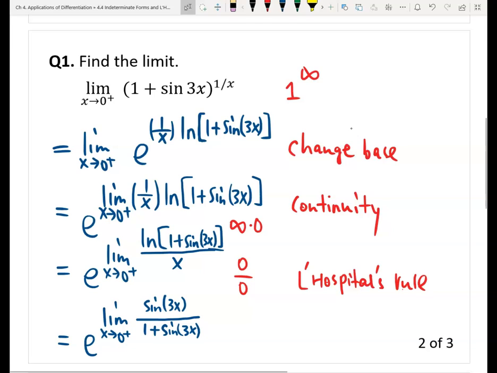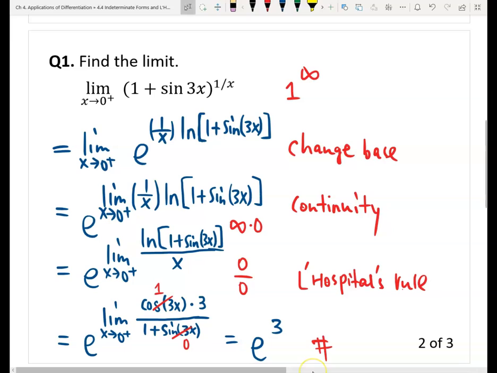The derivative of sine is cosine, right? So this is a cosine. And don't forget 3x is another inner function. We need to multiply by this 3 again. And then we finally take the limit. Now what do we get? See, easy. Directly substitute: cosine at 0 is 1, sine at 0 is 0. So we have the result now. The result is e raised to 3 over 1, which is e to the 3. So this is the result.